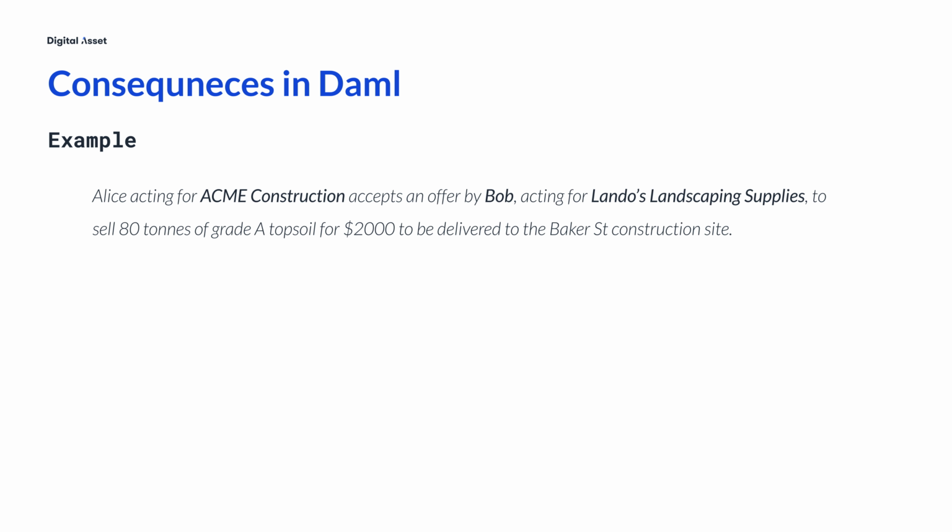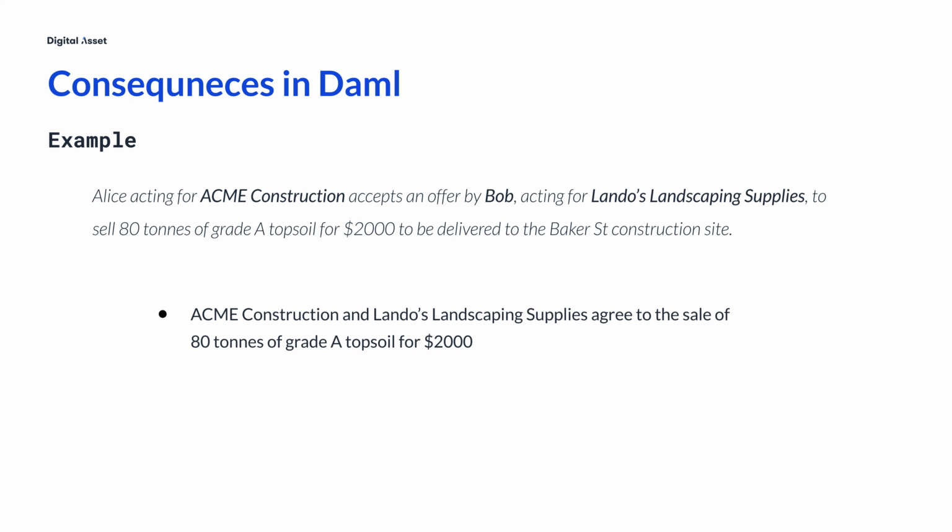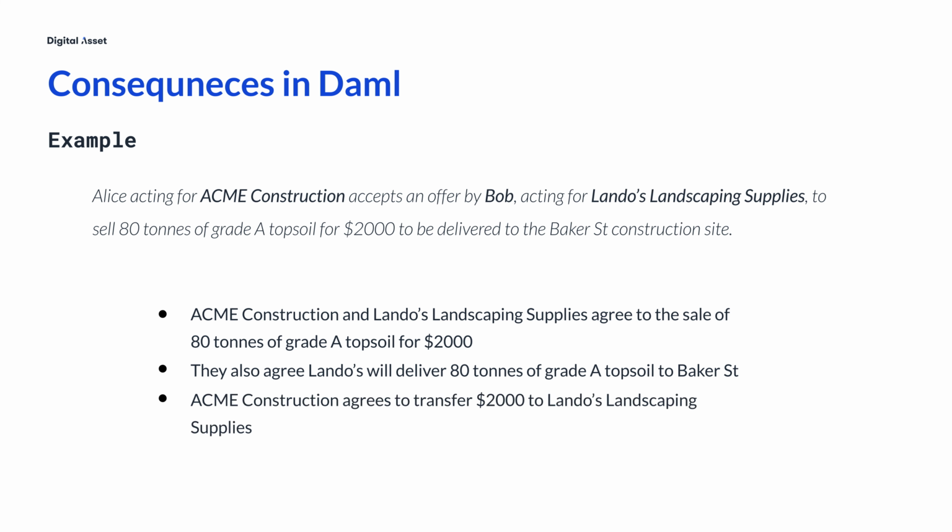Of course, we have to consider the consequences, which include Acme Construction and Lando's Landscaping Supplies agree to the sale of 80 tons of Grade A topsoil for $2,000. They also agree that Lando's Landscaping will deliver 80 tons of Grade A topsoil to Baker Street, and Acme Construction agrees to transfer $2,000 to Lando's Landscaping Supplies. If we were focused on the static data associated with the workflow, the temptation would be to stop here.